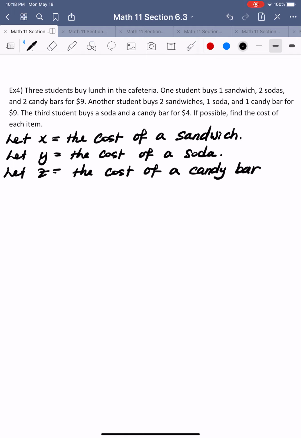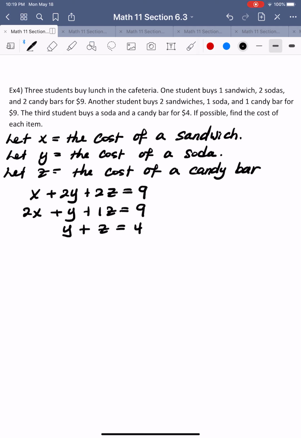1 student buy the 1 sandwich and 2 soda and 3 candy bars, which makes it $9. And then because the x and y is already the cost, okay? And then second student has 2 sandwiches, 1 soda, and 1 candy bar, which equal to $9. And then third student has 1 soda and 1 candy bar, which makes it $4, okay? So equation 1, equation 2, equation 3. All right, the same thing.